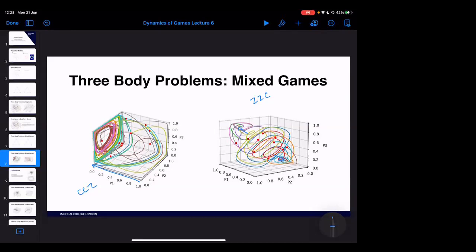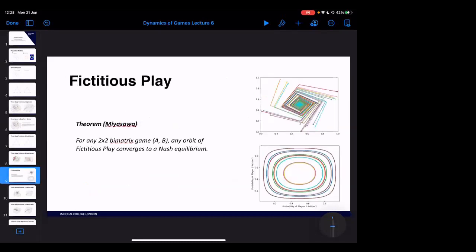Okay. So when we move on to fictitious play, there's one thing that I want to pose just before we look at the results for three-body type problems. And the result, which is pretty remarkable, is this one from Miyazawa, which I think is not too recent. I think it was done about 30 years ago. But what it says is that fictitious play is going to converge in all two-player two-action games, right? So that's what the 2x2 means, the two-player two-action games, okay?